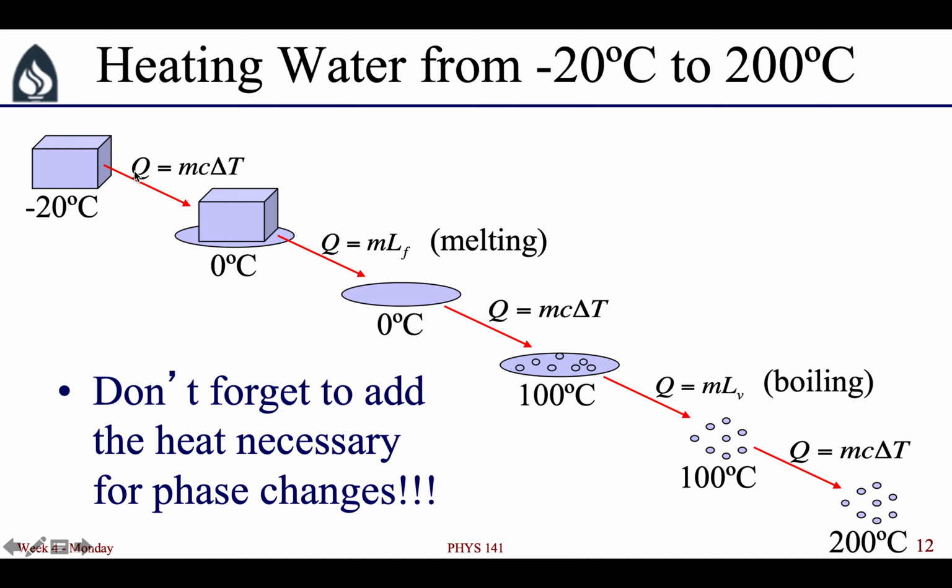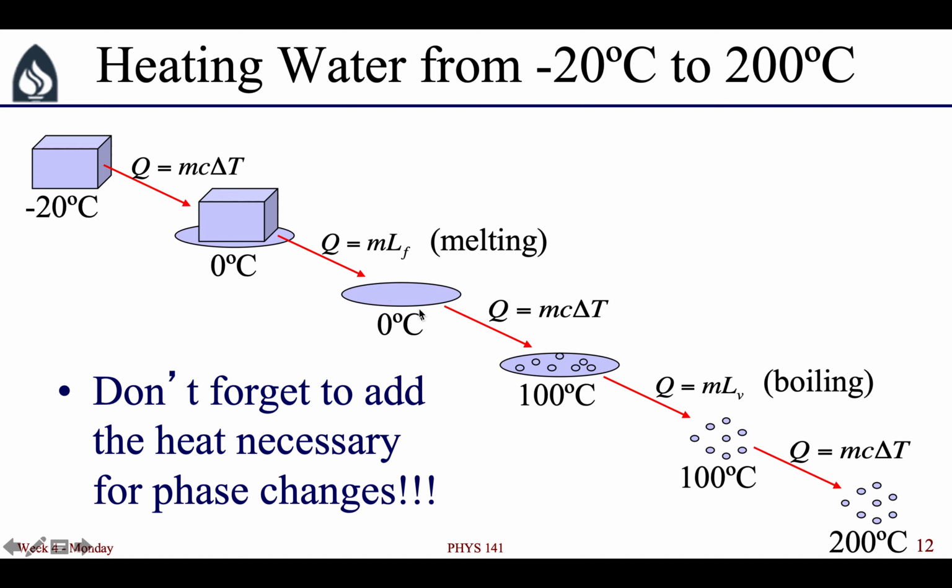First off, you would have to add an amount of heat equal to the mass of the ice times the specific heat of ice, which is different than that of water, times the change in temperature, from minus 20 to 0. Once you hit 0 degrees, then the water starts to melt. Until the water has completely melted, it remains at 0 degrees Celsius. The amount of heat you would have to add would be equal to the mass of the ice, which turns into the same mass of water, times the latent heat of fusion.